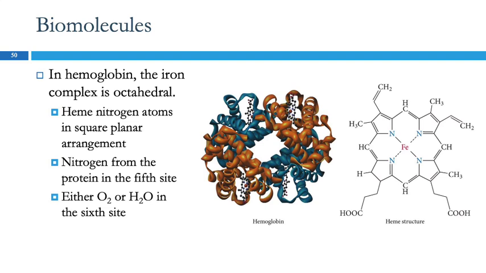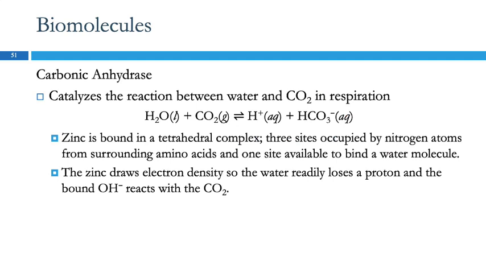This is what it looks like in hemoglobin. Here we have the heme structure as a line drawing instead of ball and stick. So this iron here has 4 ligands from the heme structure, and then it has a 5th nitrogen from the protein. The 6th one is either going to be occupied by oxygen or water. And so this is how the hemoglobin is carrying the oxygen, as a ligand on that iron.